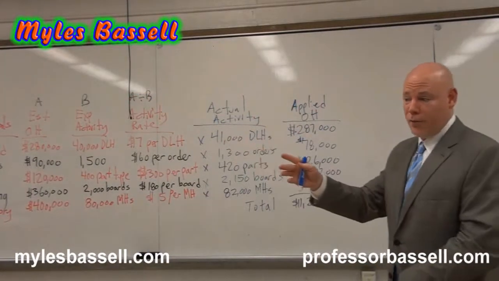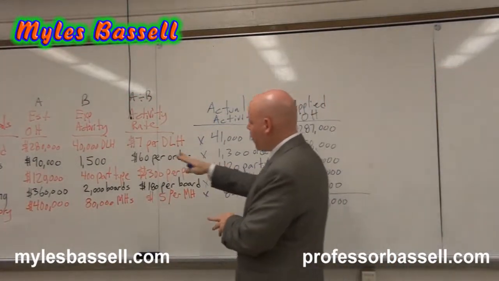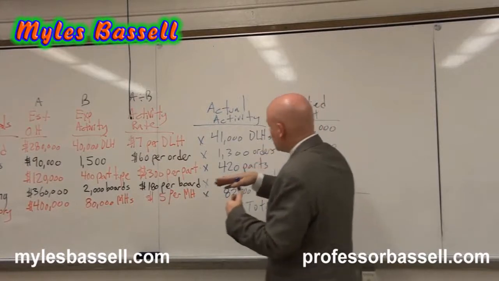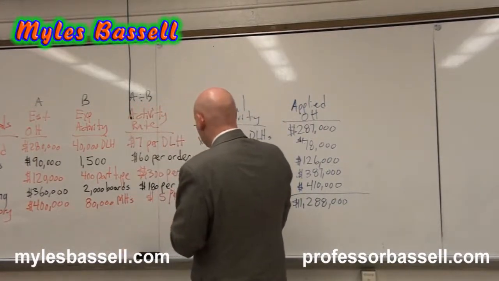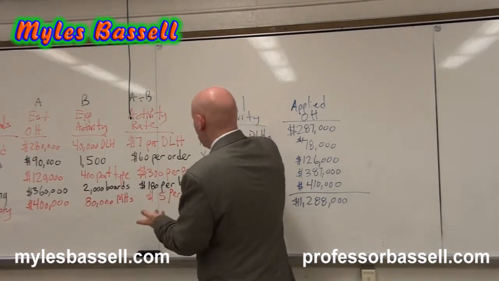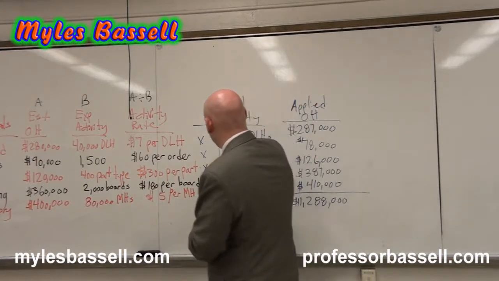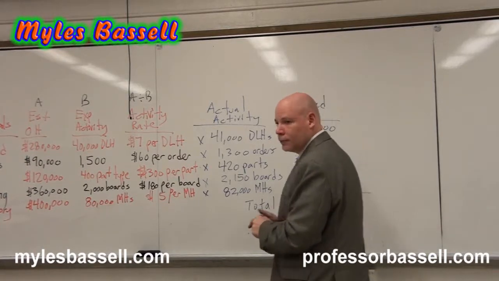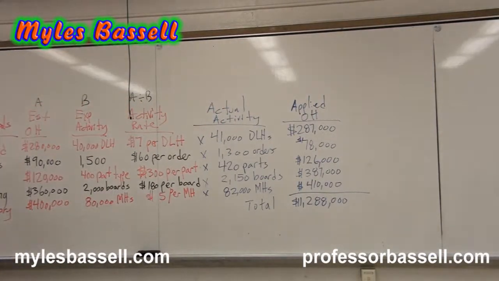Questions? So it made sense, what we did. So you see why we went through and calculated the activity rate. Then we found out that the actual activity was not what we expected. In fact, in this case, for almost all of them, except for the number of orders, the actual activity was higher. Fun times. Now let's see what's next. Now it tells us, determine the amount of under-applied or over-applied overhead costs for the year.